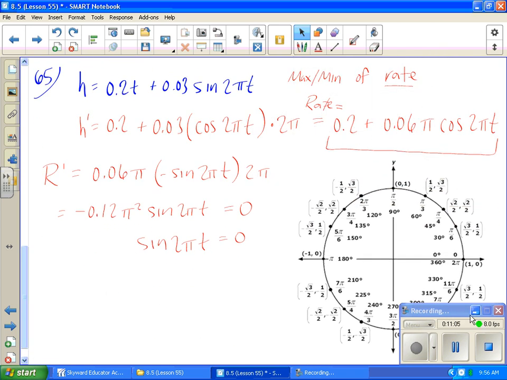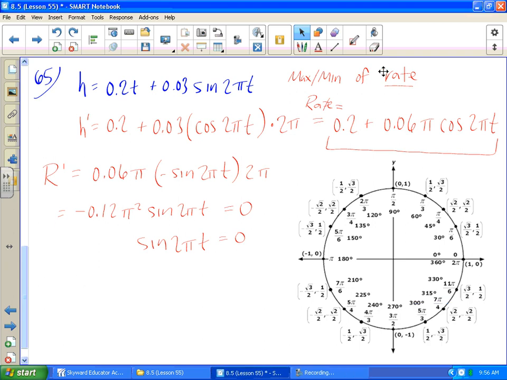So when is sine equal to 0? Sine is the y-coordinate, so it equals 0 here at 0 and 2 pi, and also over here at pi, right? So I know this piece here, sine of 0 equals 0. So this 2 pi t is going to equal 0. It's going to equal pi. It's going to equal 2 pi. Isn't it going to equal 3 pi, 4 pi, and so on, right? Because this one doesn't necessarily give me a limit as to what I'm doing.